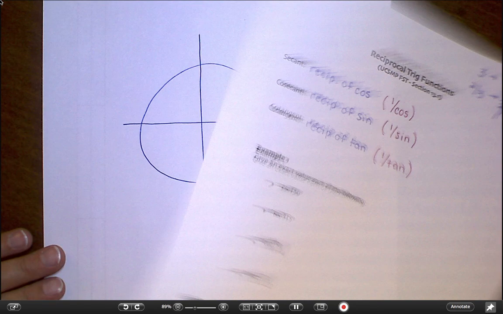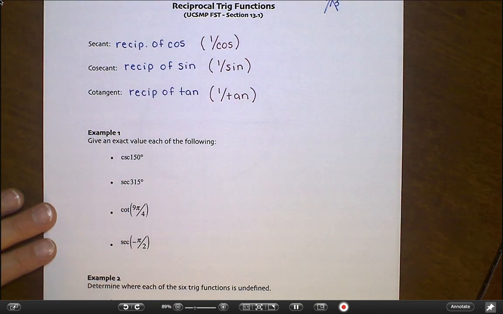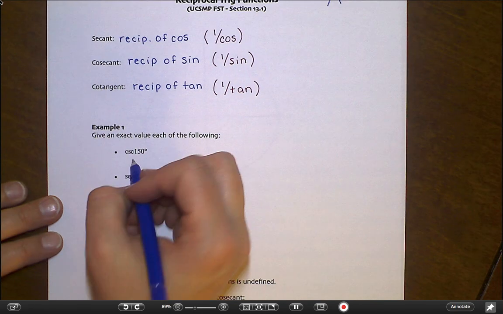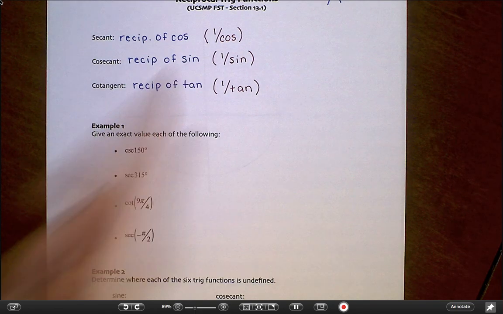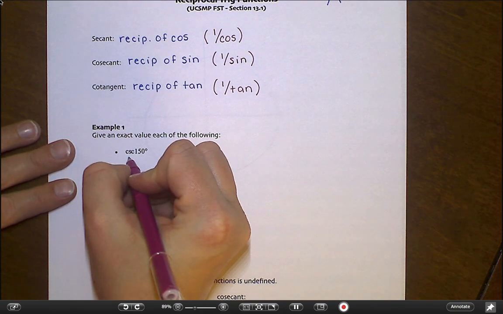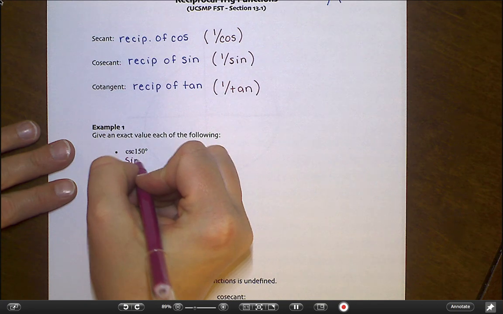Okay, so the first question here is cosecant of 150. Well, remember, the cosecant really corresponds to the sine. All right, so before I can do the cosecant, what I really need to know is what is the sine of 150?